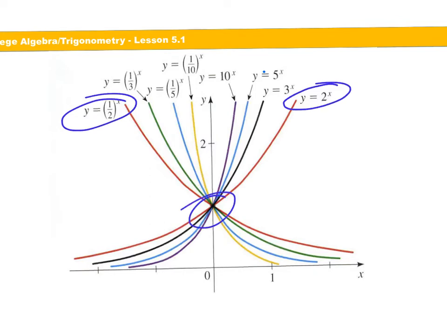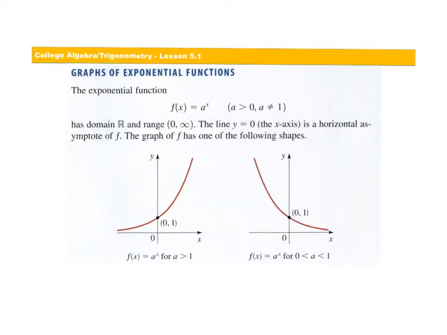At 1. You guys see that? They're always going to have that. If they don't move anywhere down, they're going to start at 1. All right, so what I just talked to you about is growth and decay. This is a parent function. We're going to talk about moving them left, right, up, down, that sort of thing.